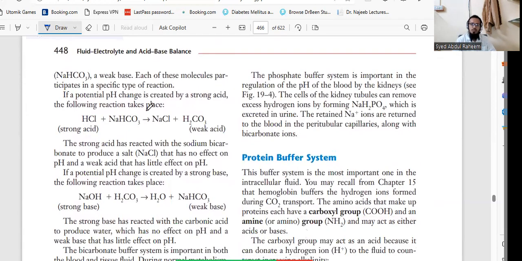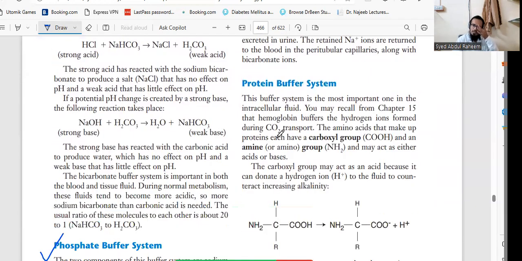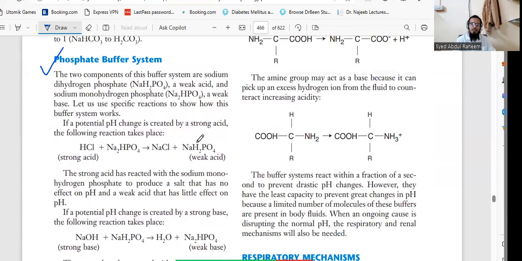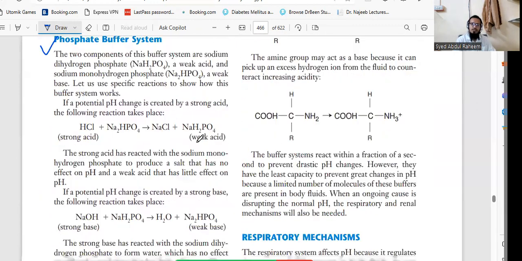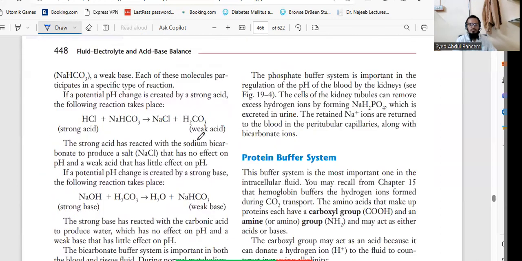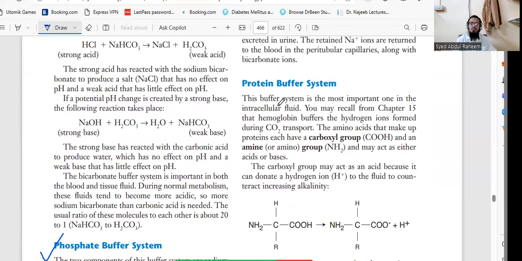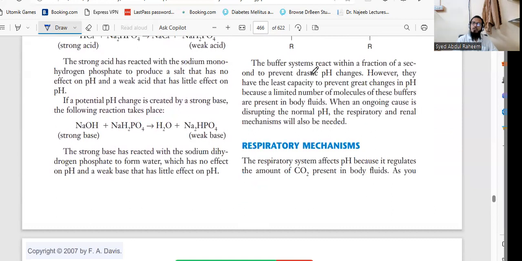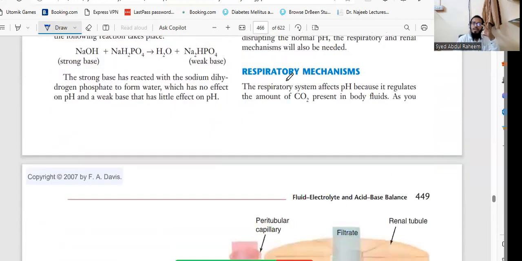Okay, so I have the formulas here. I think it will not help us now. We'll discuss in detail in biochemistry. Okay, and we have other buffer systems. Buffer system means it will maintain the pH level. So sodium bicarbonate, phosphate, and also protein. Protein also helps the buffer system.